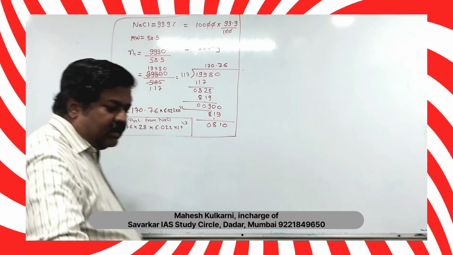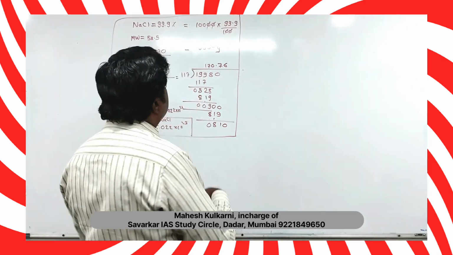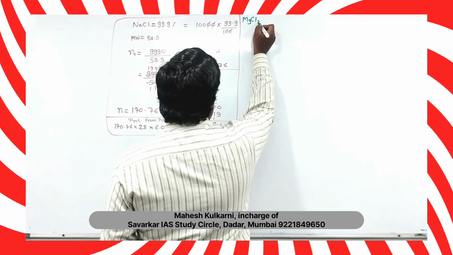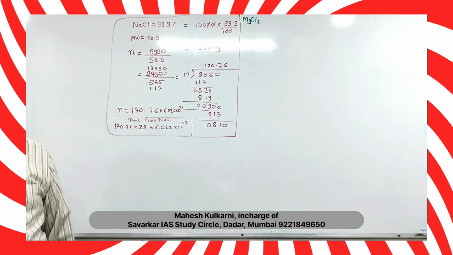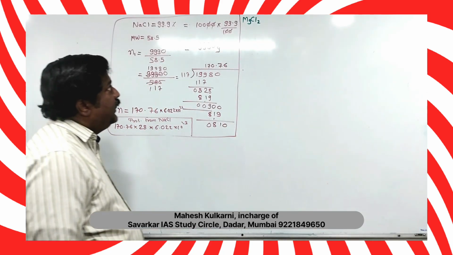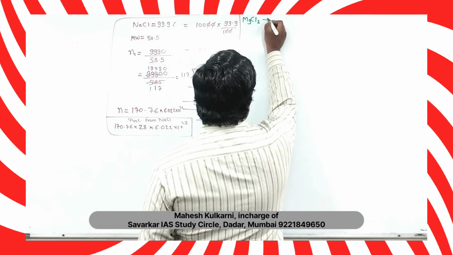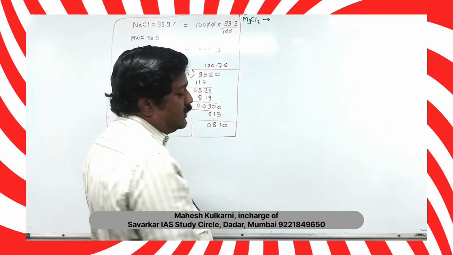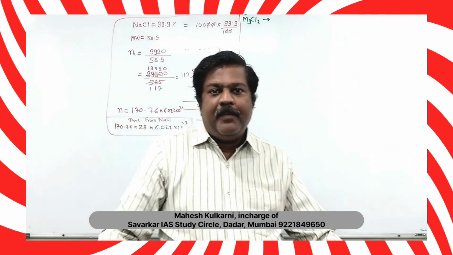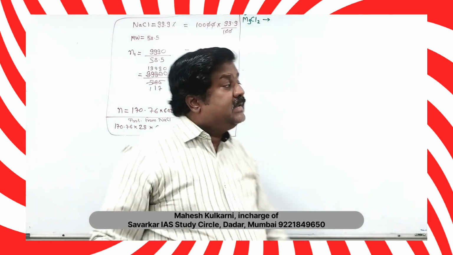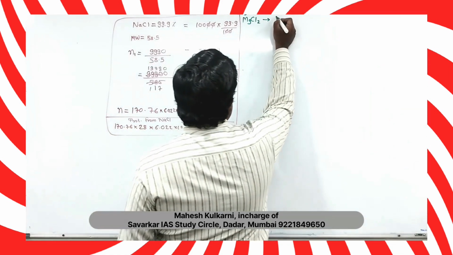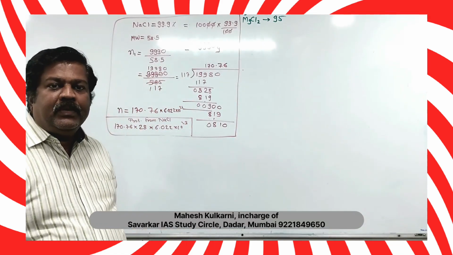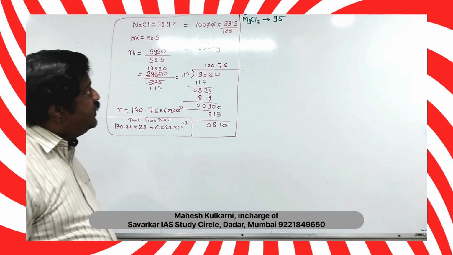Now let us start the calculation for magnesium chloride. Now the formula of magnesium chloride is MgCl2. So molecular weight, magnesium is having atomic weight 24. So Cl2, that is 35.5 into 2, 71. 71 plus 24, that will be 95. So this way we can calculate the molecular weight.